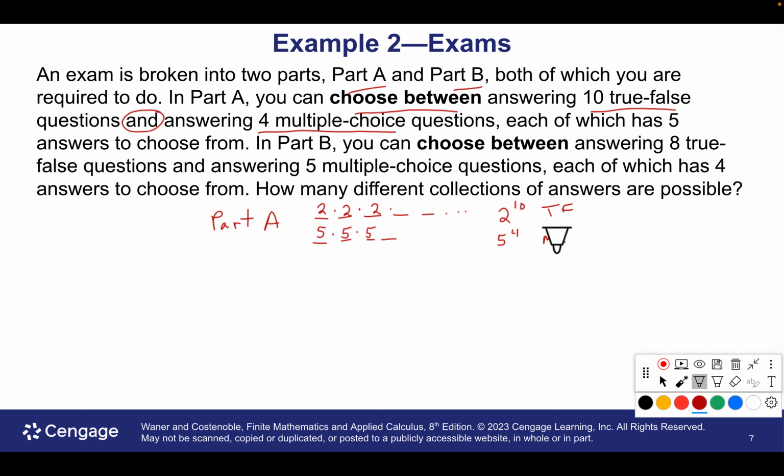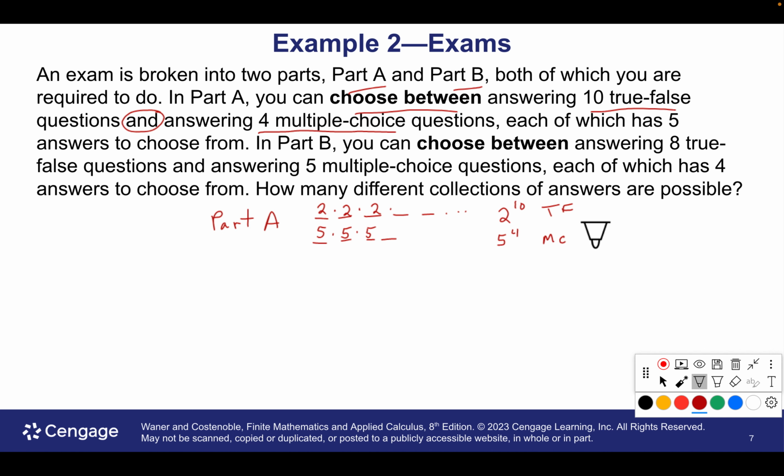And since we don't have to do both, we're going to do one or the other. This sort of gives us how many different exams we could do. We add these together. We don't multiply them. If we had to do both, we would multiply them, right? But these are all the different types of answers we could have provided.